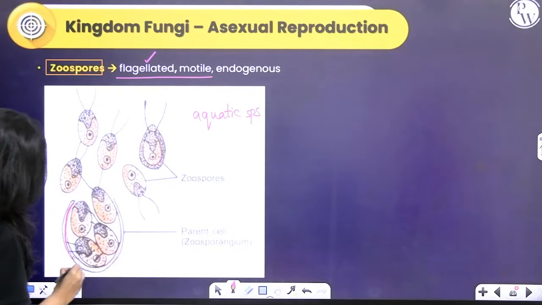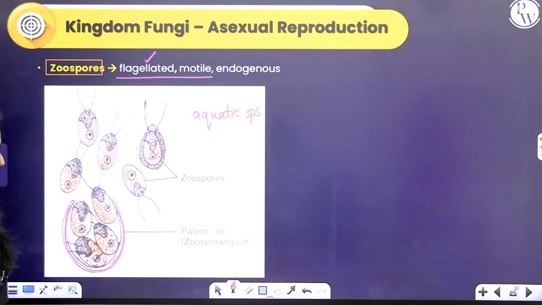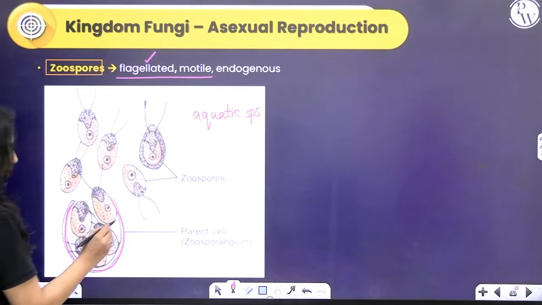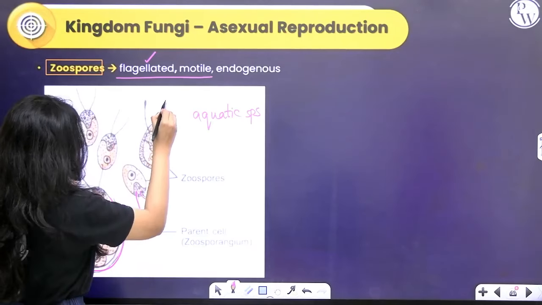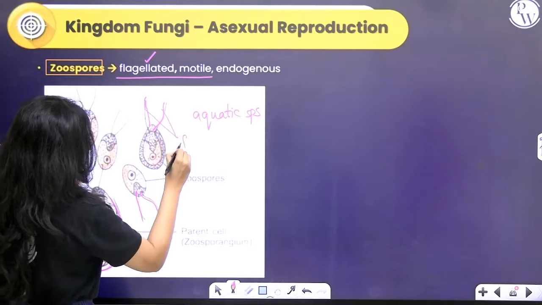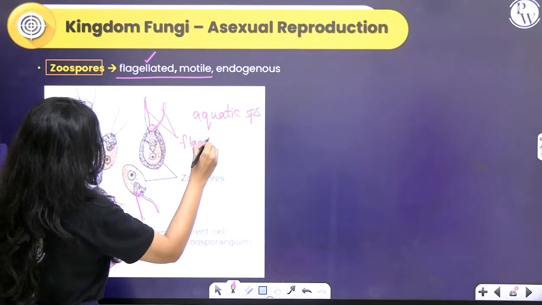Over here you can see this is a zoosporangium. Within the zoosporangium, these zoospores are formed. Each zoospore has 2 flagella that will help it move within the water body. Okay, that's about asexual reproduction. Now let's move on and talk about sexual reproduction.